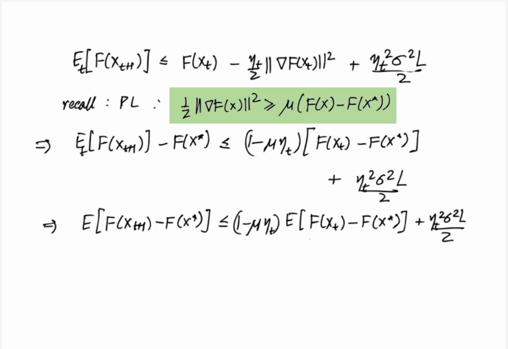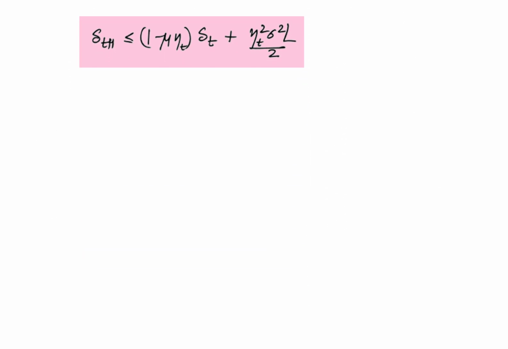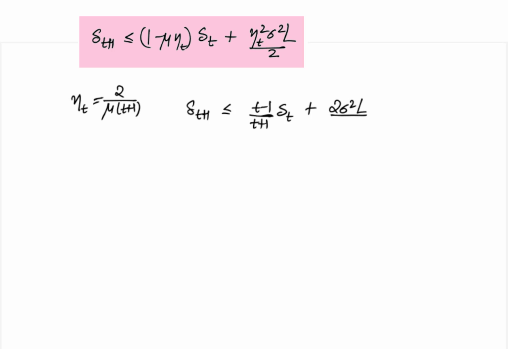If we denote the expected optimality gap by delta t equal to expected value of f of xt minus f of x star, then this can be written as delta t plus 1 is less than or equal to 1 minus mu eta t times delta t plus eta t square sigma square L by 2. Let us substitute the step size as 2 over mu times t plus 1, assuming that this quantity is less than or equal to 1 over LC. Then we get delta t plus 1 less than or equal to t minus 1 by t plus 1 into delta t plus 2 sigma square L divided by mu square times t plus 1 square.